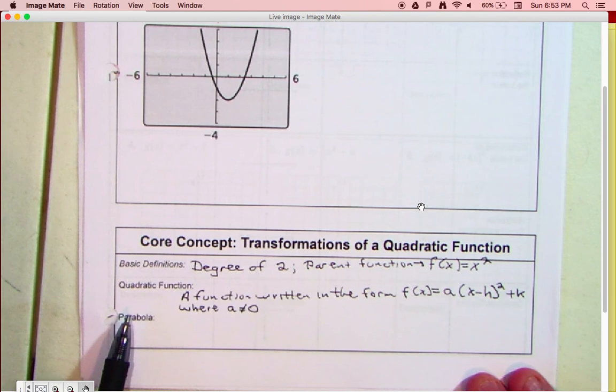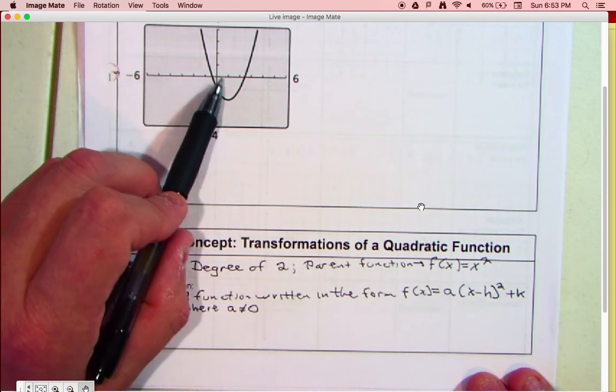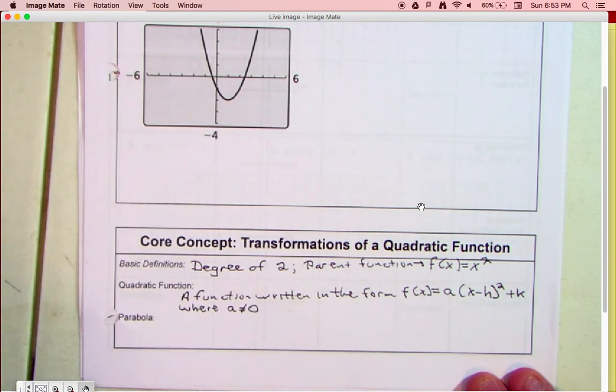Our second basic definition is a parabola. See this right here? That's a parabola.